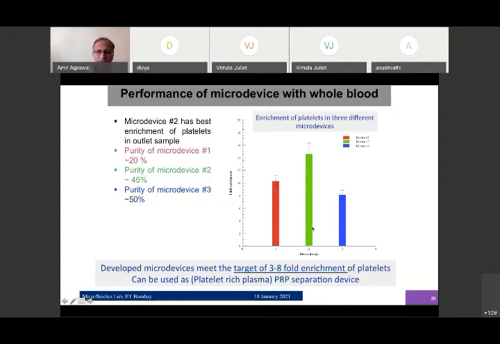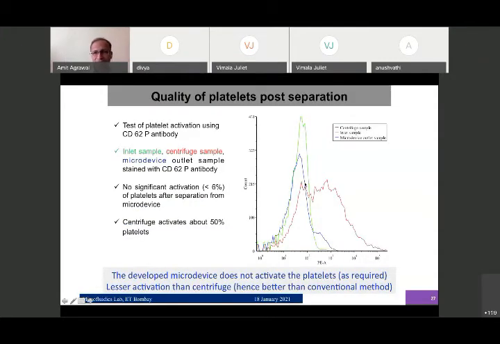Now, as a further quantification of the quality of the platelets, this is a very important check that we have to do, whether what we are actually getting out from the device is of good quality or not, and therefore whether it can be administered to a patient or not. So we do this test where we look at whether the platelets are getting activated. They should not be getting activated. That's what we want.